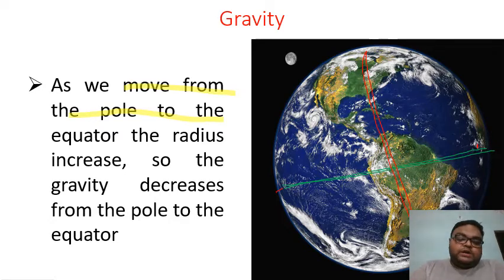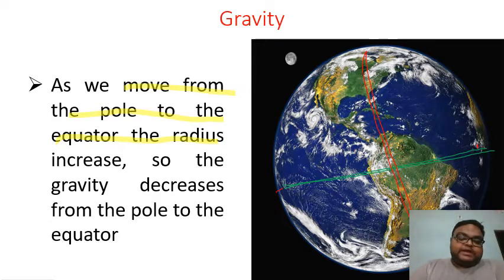Why? Because the Earth's shape is geoid, and because the Earth is a geoid, it will cause different types of gravity. It will lead to changes in the gravity. As we move from the poles to the equator, the radius increases, and so the gravity decreases. So the gravity decreases from the poles to the equator.